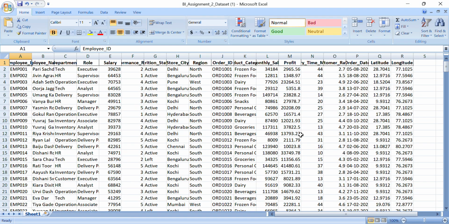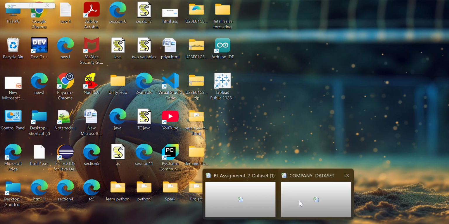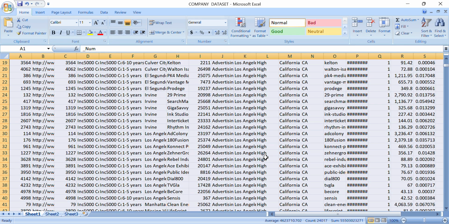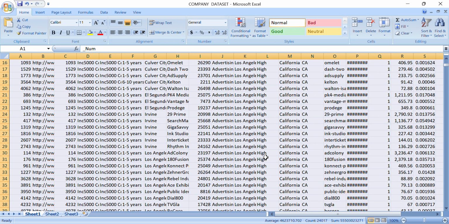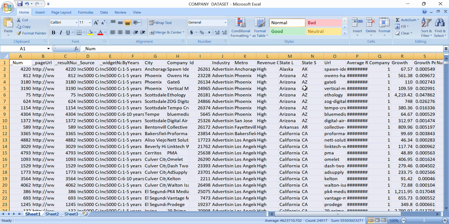The second table is the company table. This table also has more than 200 rows, where every row represents one company. The columns are company name, industry, city, state, revenue, year founded, and industries such as retail, consulting, software, and telecom, among others.